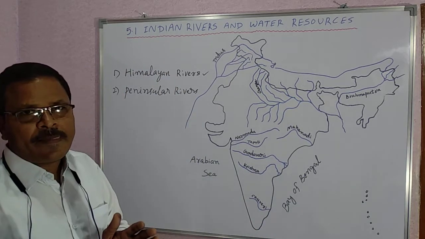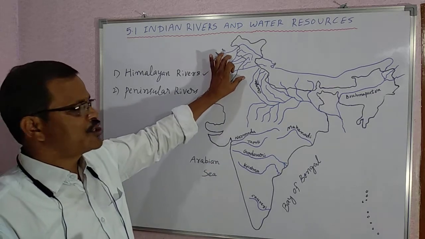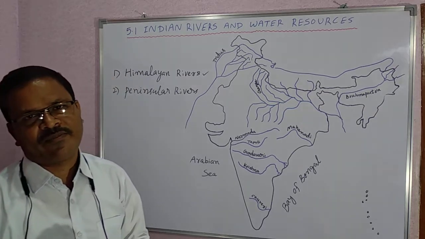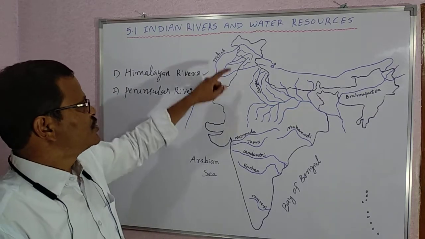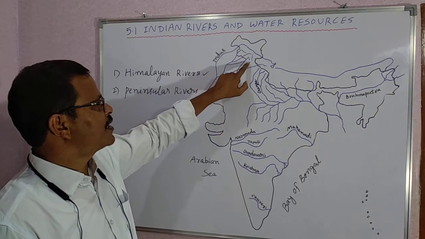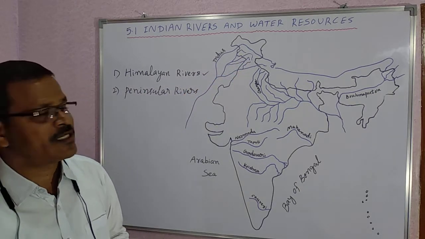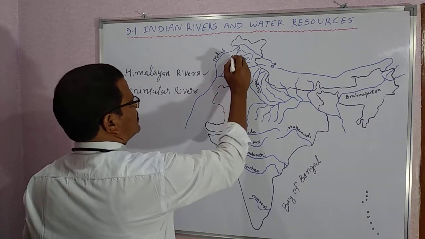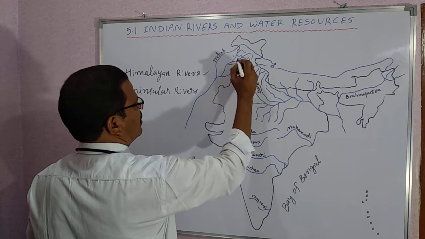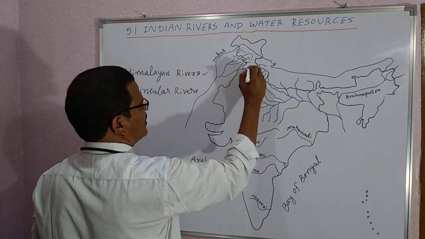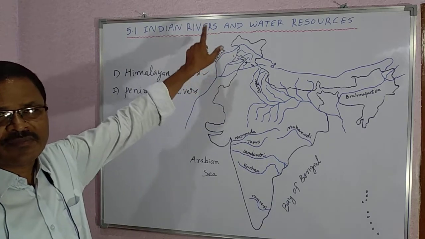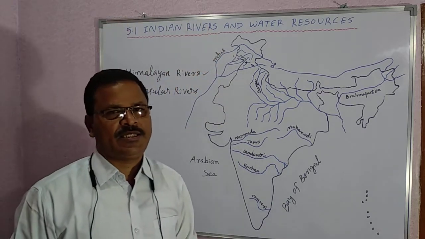It has 5 tributaries. What are they? Jhelum, Chenab, Ravi, Beas, Sutlej. These 5 are the tributaries of the river Indus.